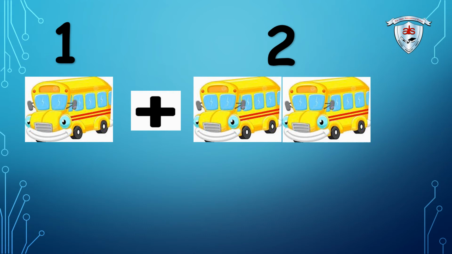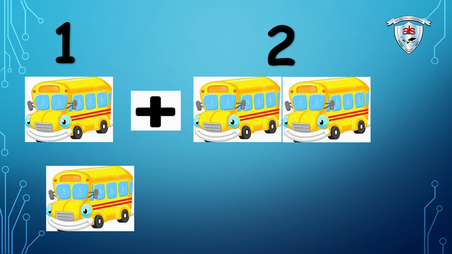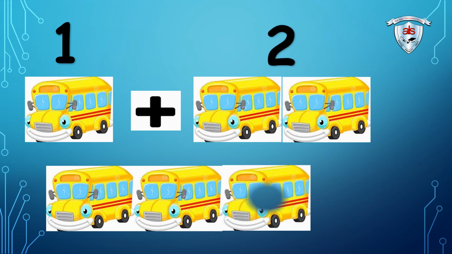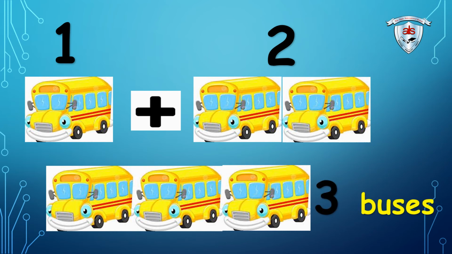Okay, so what we need to do, children? We need to add both the groups. So how will we add now? I'm going to add here down, okay? Let's count together. So 1, 2, 3. So we have put these groups together. So all together, how many buses did we get now? 3 buses. Well done. Good job.